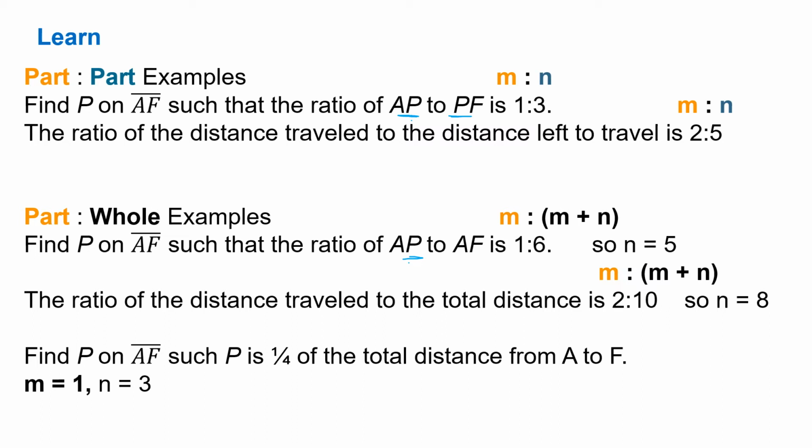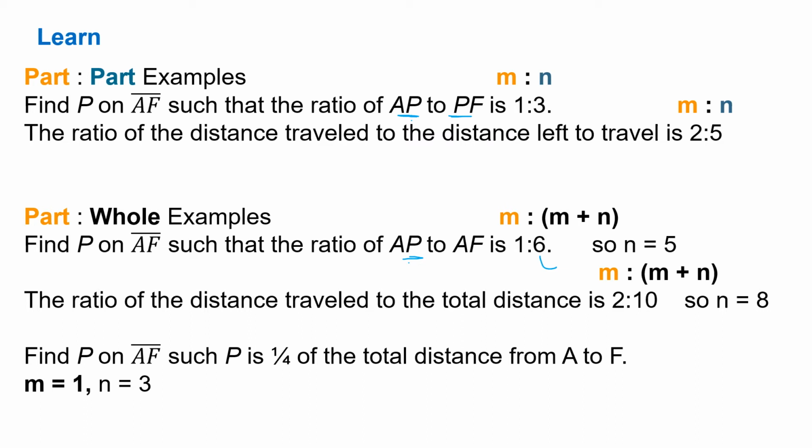And because this is a part-to-whole, this second number, 6, is representing the total number of equal parts the line segment is broken up into. It is, in fact, M plus N. So in order to identify N so that we can plug it into our section formula, we need to take the second number here and subtract M. So that's how we get N equals 5 in that first example.